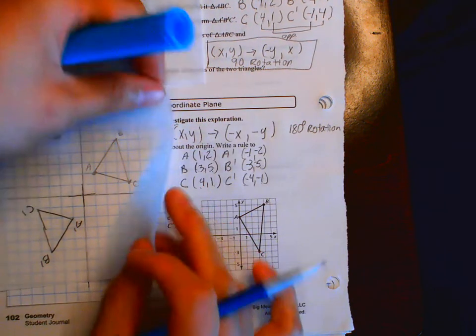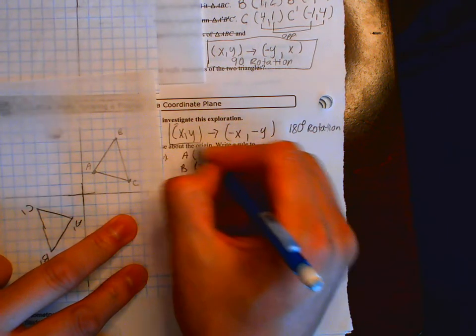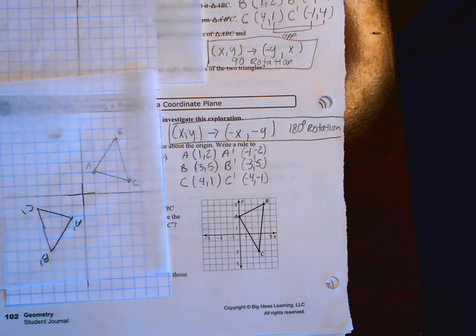So this is the rule. Okay, so this right here is the rule for a 180-degree rotation. Okay, so you have the 90, and then you have the 180. Okay, the next one that we're going to do is a 270-degree rotation, which is kind of like a composition of both of these. So let's look at what it's going to look like to do a 270-degree rotation. All right, next page.